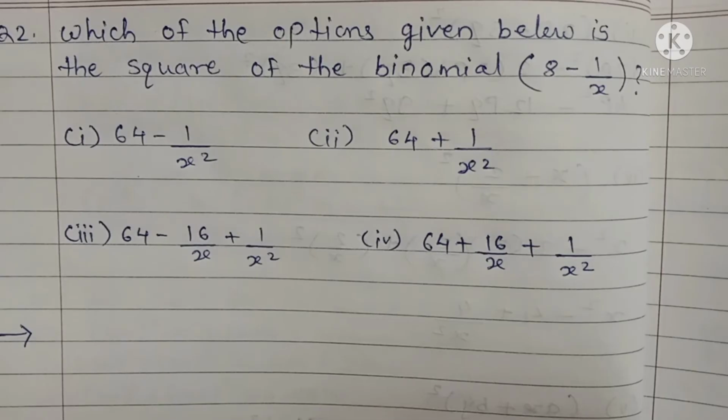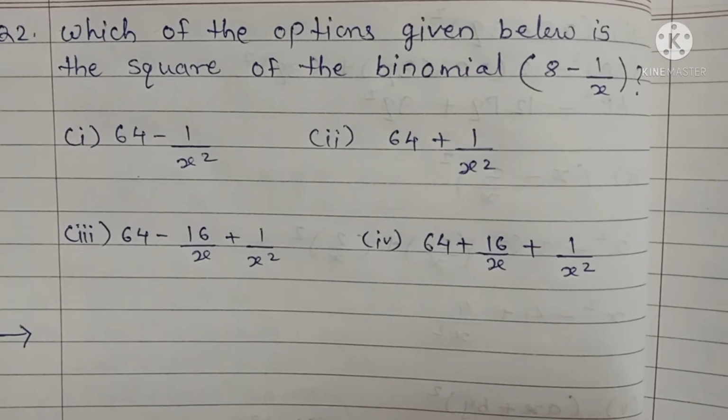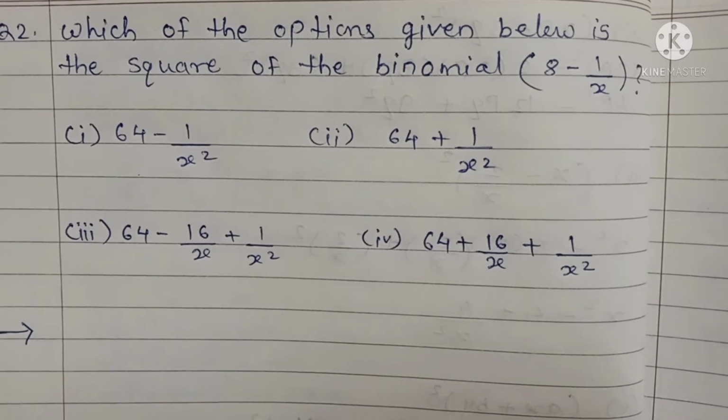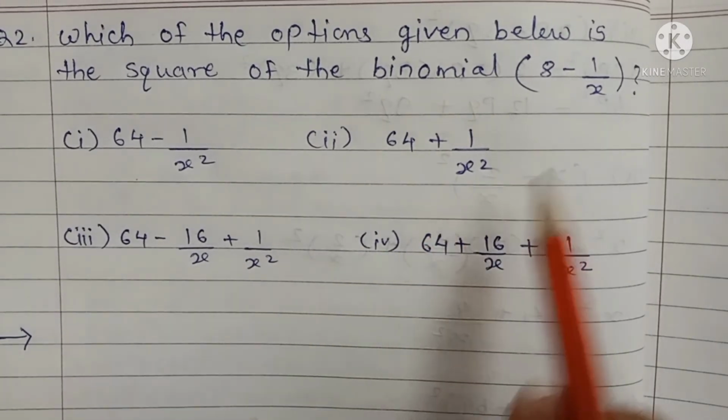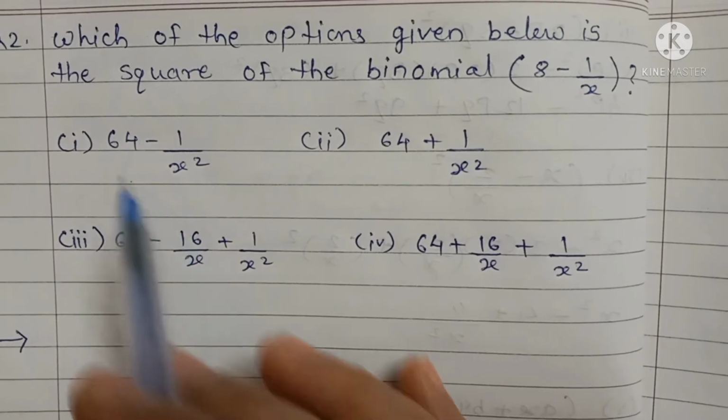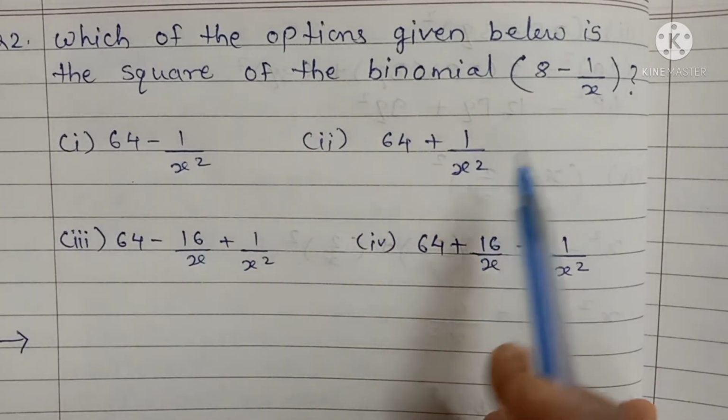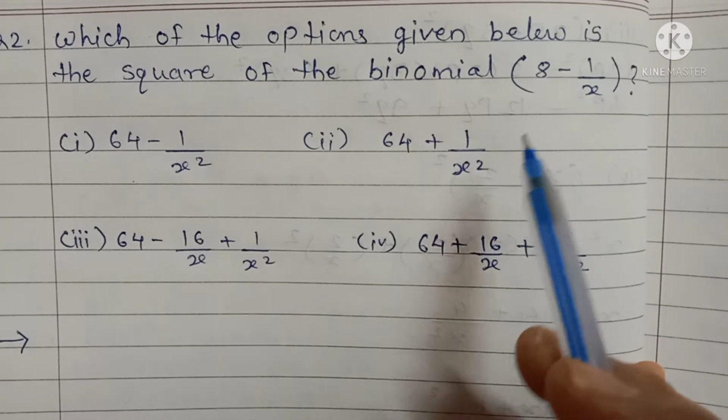Number 2. Which of the options given below is the square of the binomial 8 minus 1 upon x? Here, 4 options are given. Which is the right option?